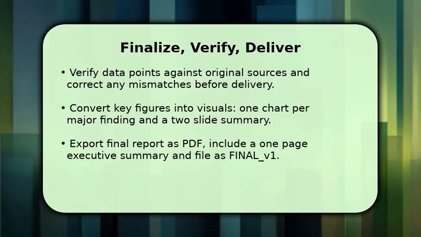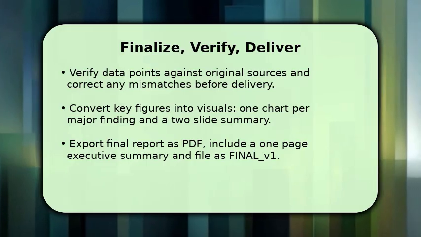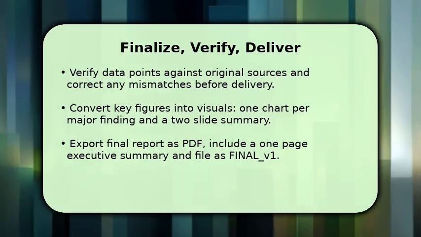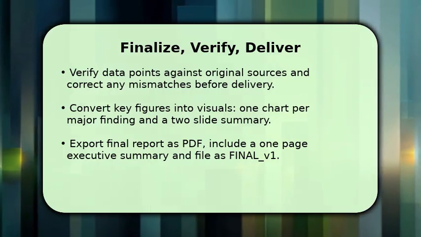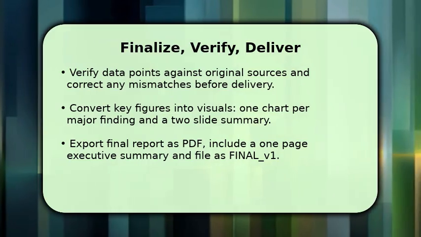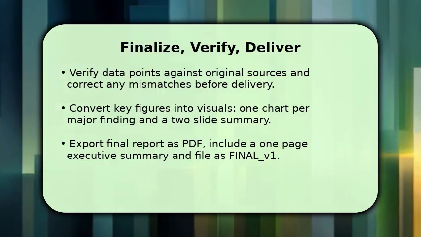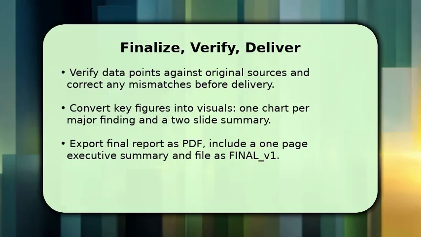Finalize the report by verifying every data point against original sources and spreadsheets. Correct any mismatches and log changes in a revision list for transparency. Convert key figures into visuals using 1 chart per major finding and a concise 2-slide summary. Ask the AI to draft a 1-page executive summary and a clear next steps section.